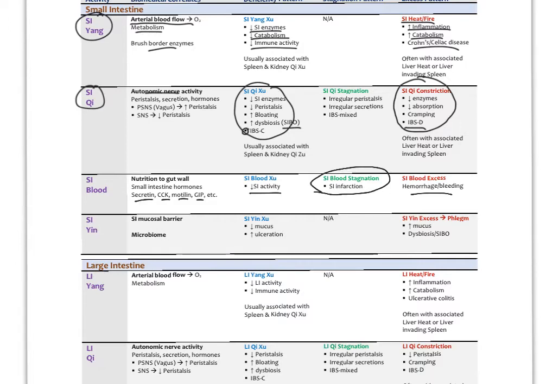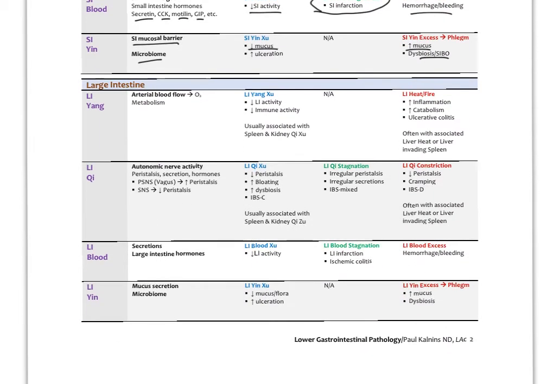And then yin would be the mucosal barrier with the microbiome. So a small intestine yin deficiency means less mucus, versus an excess would be increased, and we'd see SIBO in the small intestine, dysbiosis in the large intestine. Same thing, I'll just put that chart there for the large intestine, same kind of thinking applies. So we can start to think about the different small and large intestine disorders from this context.